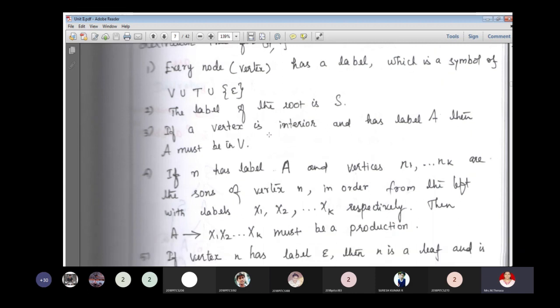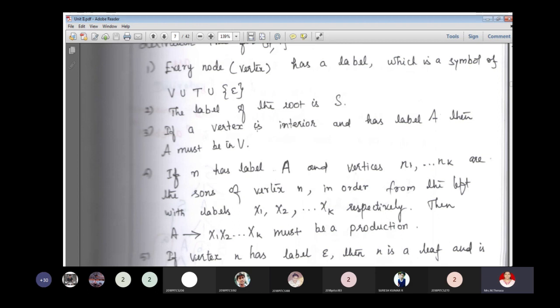Third point, if a vertex is interior, and it has a label A, then A must be in variables. So all the interior nodes of the parse tree which we are going to draw should have a variable as the label. It should not be a terminal. We have seen that the root must be labeled with the start variable. Similarly, all the interior nodes are to be labeled with variables.